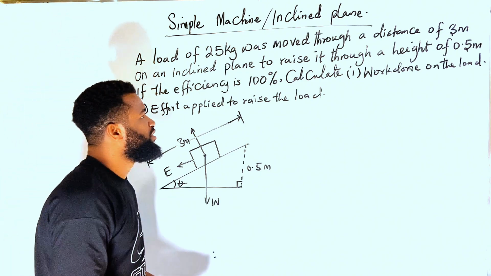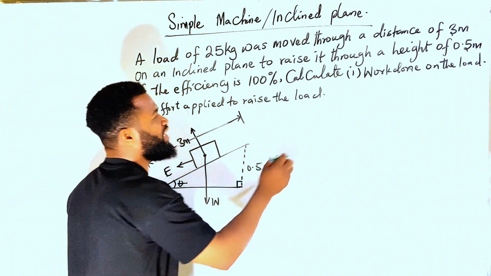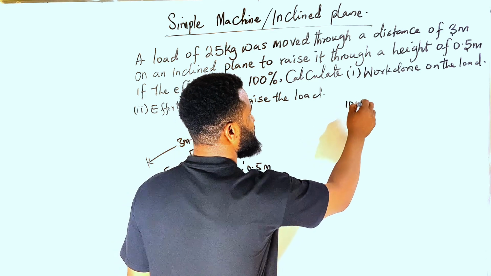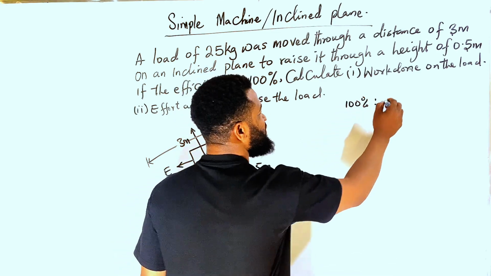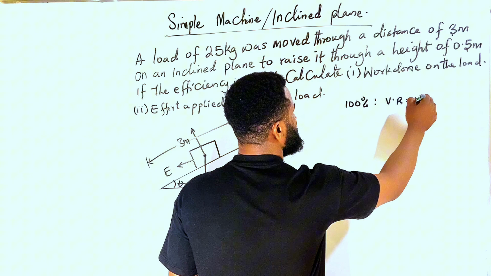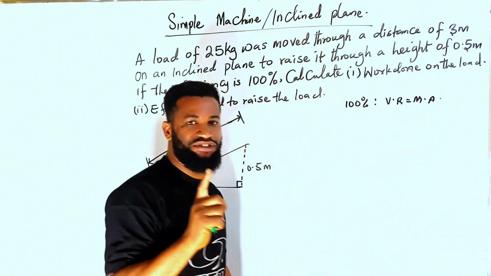Number one is this 100%. Whenever you say that efficiency is 100%, it simply means that velocity ratio must be equal to mechanical advantage. That is number one condition.